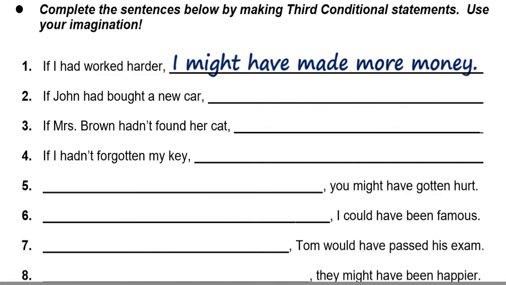Now it's time for your homework. Third conditional. I need you to read the sentences here and complete from your ideas. Number 1 is already done. If I had worked harder, I might have made more money. Or you can say, I would have. So I need you to use would or wouldn't. So I need you please to read would, wouldn't. Read these sentences and complete them about third conditional.